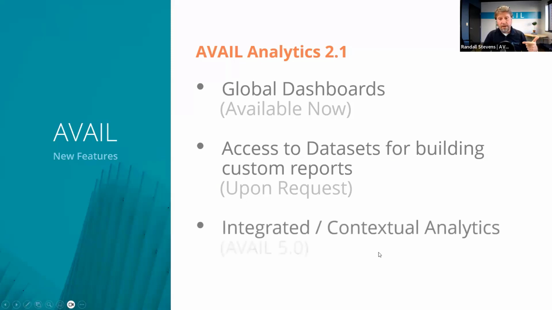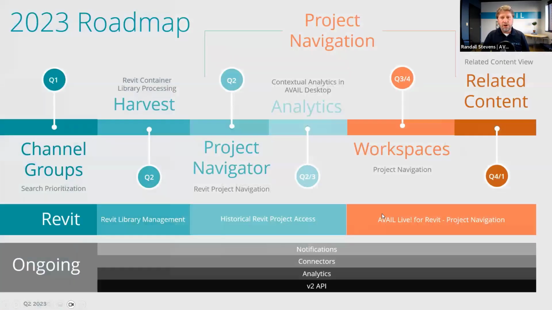And then, as I said, we're working on this integrated contextual analytics. This will ultimately be part of AVAIL 5.0, which we're actively working on, and you may see that before we get to 5.0. Along those lines, we delivered this Project Navigator and the first phase of analytics. For those of you that are going to be at AU in 2 weeks, we're going to give you a sneak peek preview of this new related content feature, which will become the basis for the AVAIL 5.0 release. The integrated analytics will also be a part of that as we make that upgrade and work in that direction.